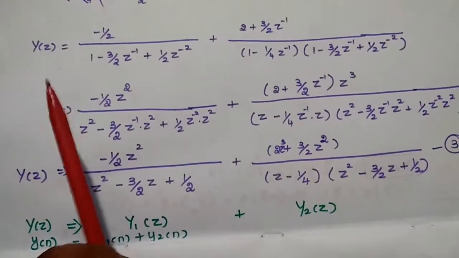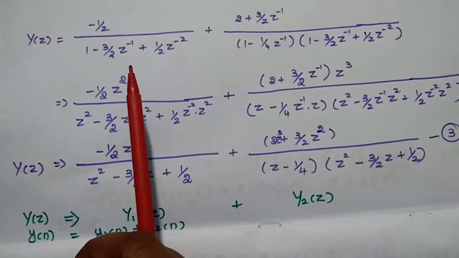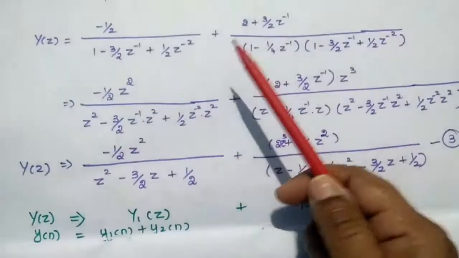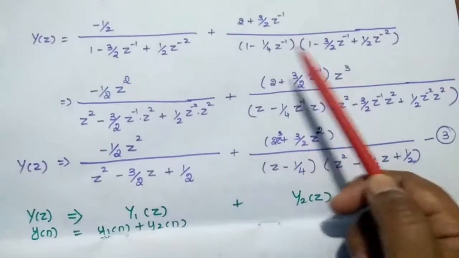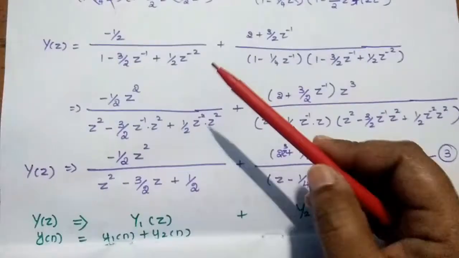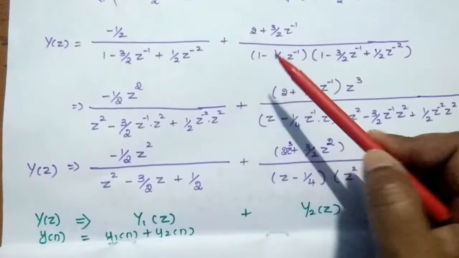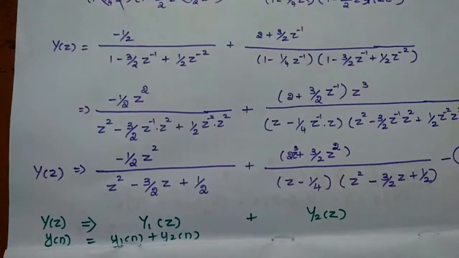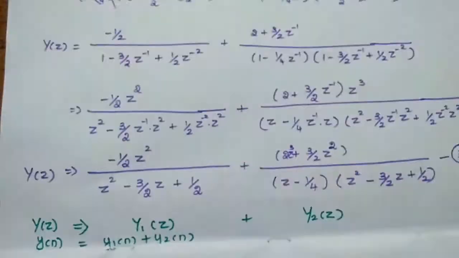So now the y of z is equal to what? Minus 1 by 2 divided by 1 minus 3 by 2 z power minus 1 plus 1 by 2 z power minus 2 plus 2 plus 3 by 2 z power minus 1 divided by these two terms. Okay. So next we are going to convert this z power minus powers into z power plus powers. So how do we change it? Okay. So for that we are going to find out the largest power.